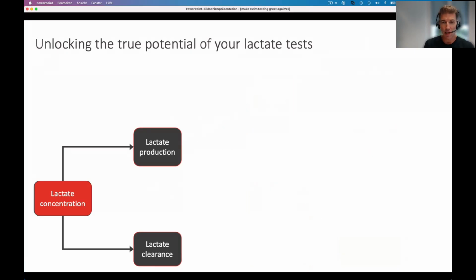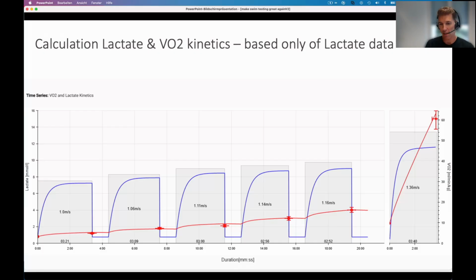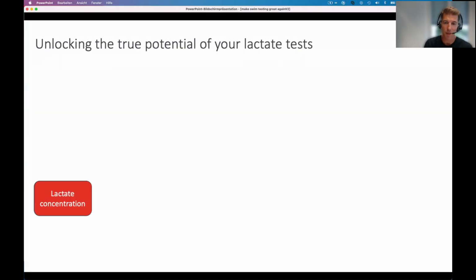And the slide that I just jumped to is exactly doing this. Here you can see a graph where the blue line is oxygen uptake, which is actually calculated from lactate measurements. And you can even calculate a slow component, where, when you go above metabolic steady state, you can see oxygen uptake increasing.